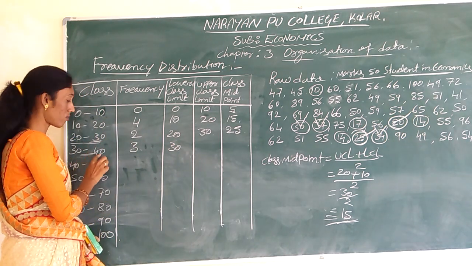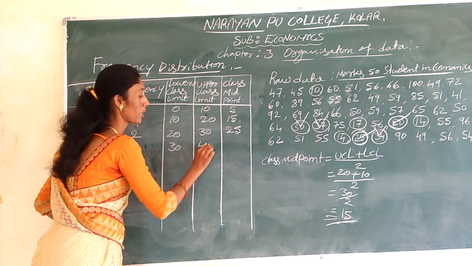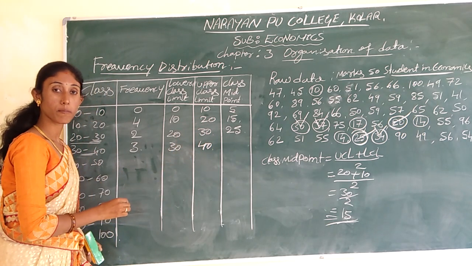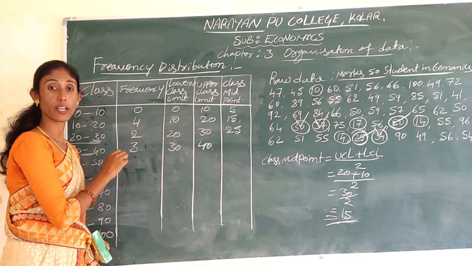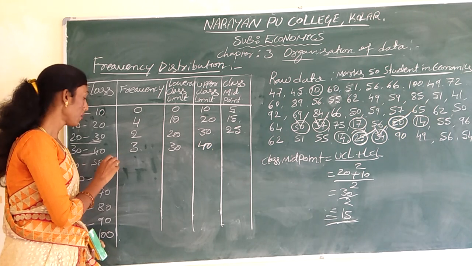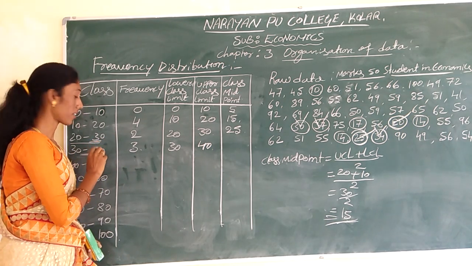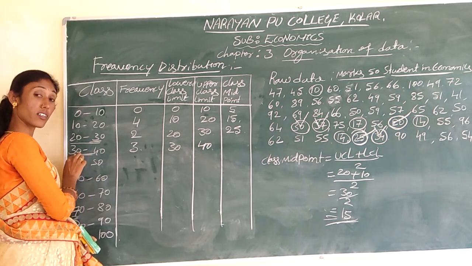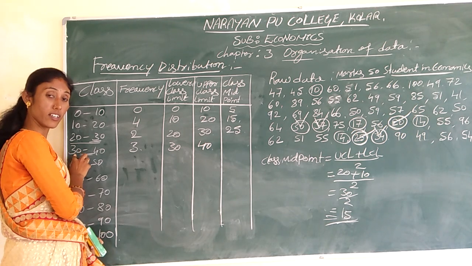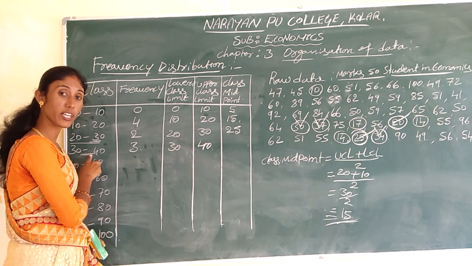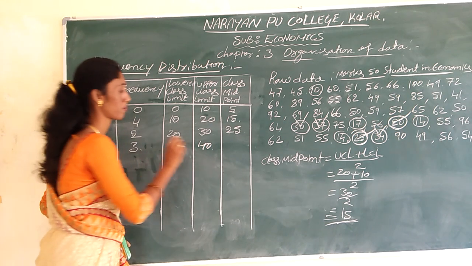Your lower class limit of this class is 30 and upper class limit, means highest value of this class, is 40. The exact middle value is called the class midpoint. And 40 plus 30 is 70, 70 divided by 2, we will get 35.